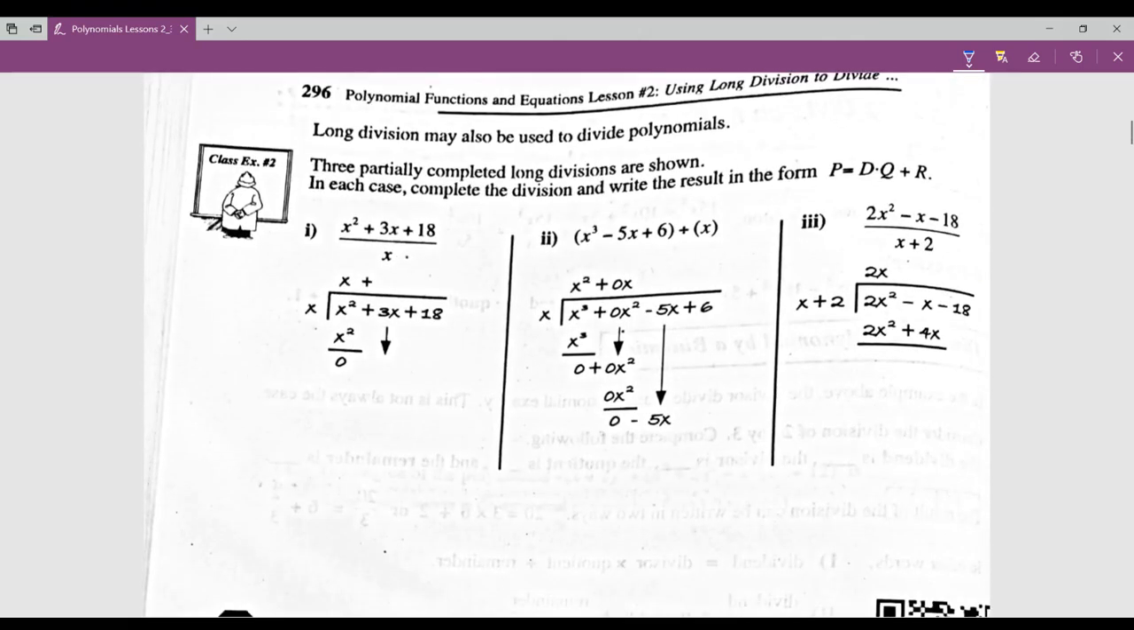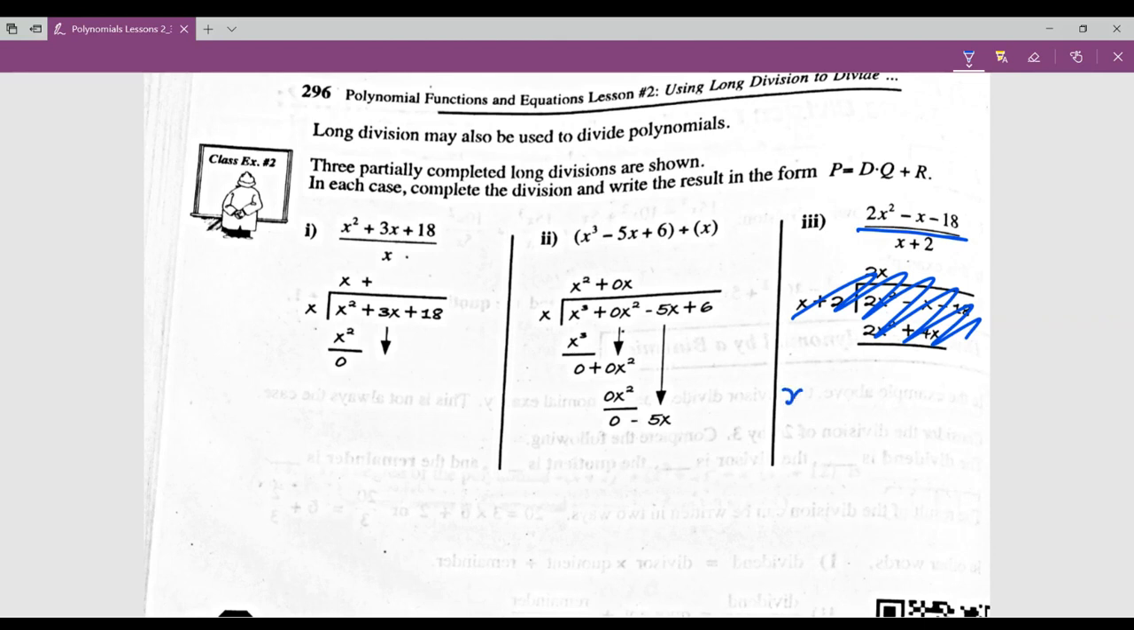With polynomial functions, it's a little different. I really don't like it when they do the work for you, but let's do this one over here. All right, we're dividing 2x squared minus x minus 18 by x plus 2.